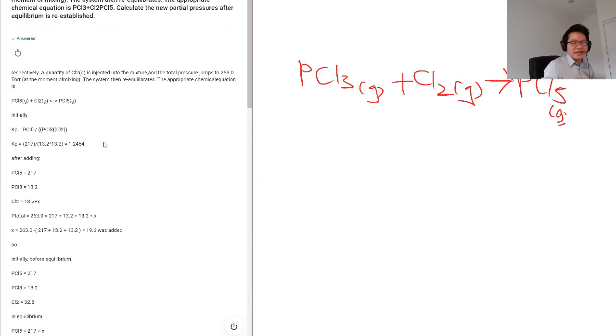Let's go through the answers part by part. We already have an equation given over here, and I forgot that it is an equilibrium, so I should have a double arrow.